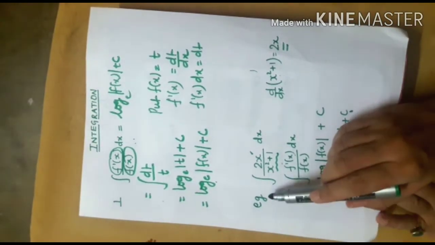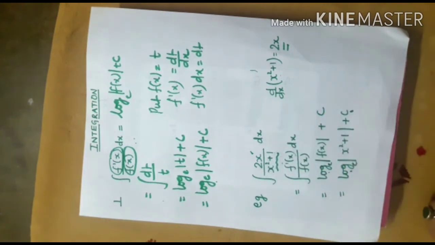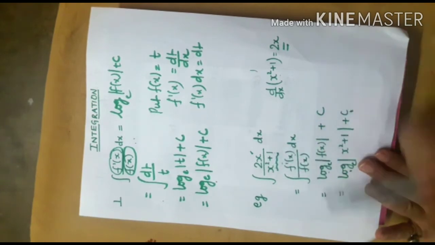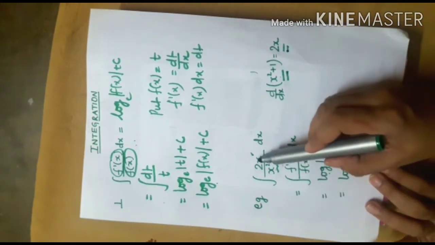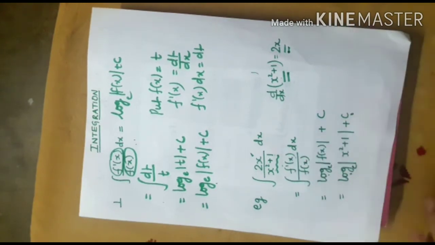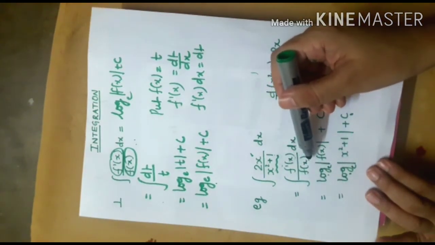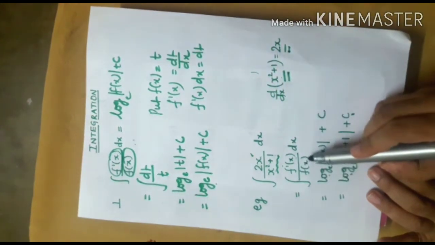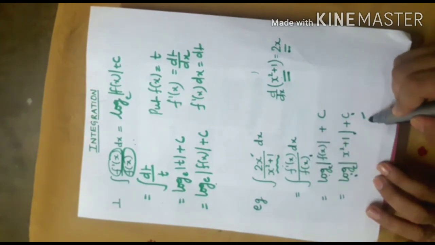For example, if I ask you to evaluate the integral 2x over x square plus 1 dx. Now look here, the denominator is x square plus 1. What is the derivative of the denominator? It is 2x. So this integral is of the form integral f dash x divided by f x. That is, the numerator is the exact derivative of the denominator. So in this case, the integral will be log of the denominator, that is log of x square plus 1 plus c.